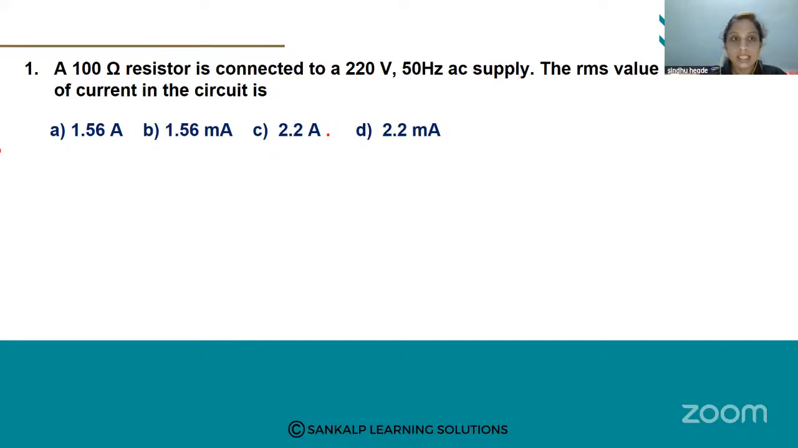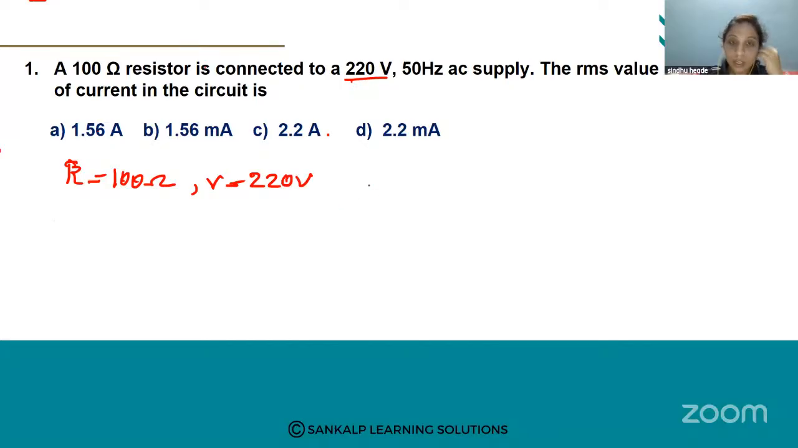Firstly, here they give the resistance value. What is the resistance value here? Here they give R is equal to 100 ohm. We know that R is nothing but the resistor. Then, students, they give the voltage, that is 220 volt. Here voltage is equal to 220 volt.